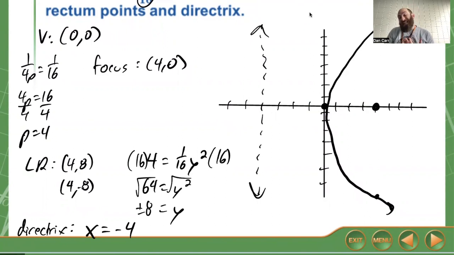And that is it for our graphing of our parabolas. We're looking at it a slightly different way than we've done in the past. Now we're focusing on the focus, vertex, and the latus rectum points to help us graph, also recognizing where the directrix is.